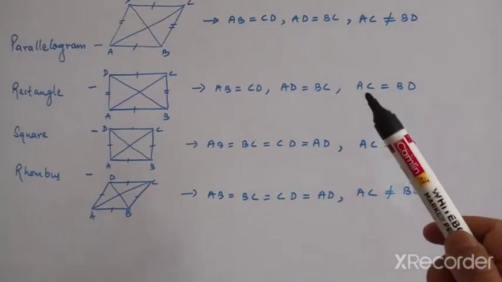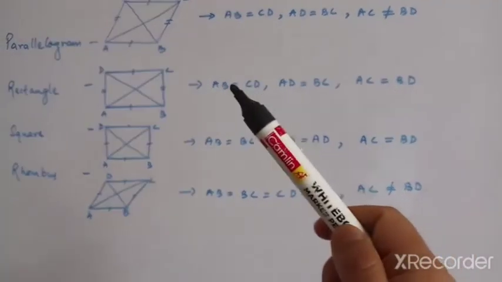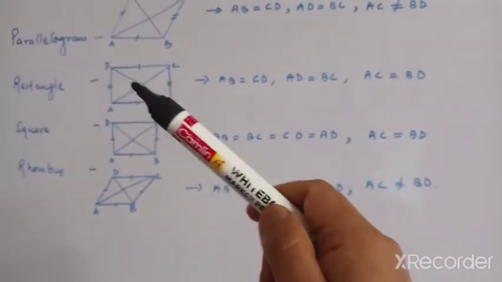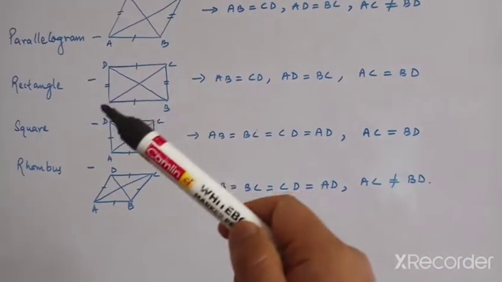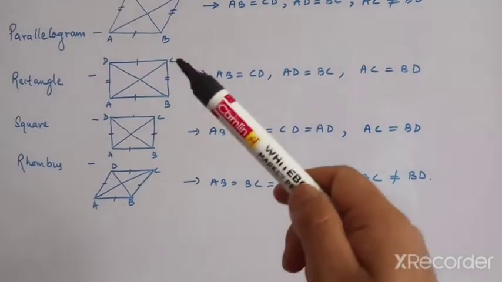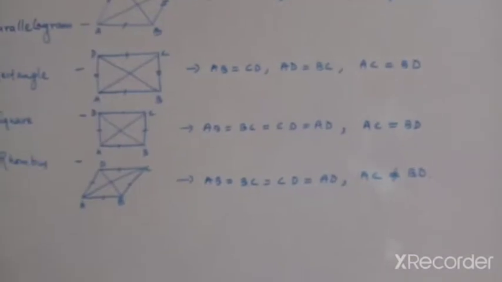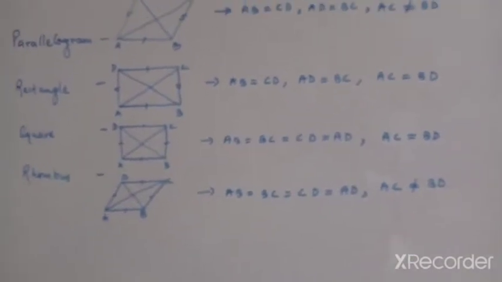In a rectangle their diagonals will also be equal. You may not find the same length as the sides here. This particular diagonal may be of a different length, but whatever length you get here, you get the same length here also in case of BD.